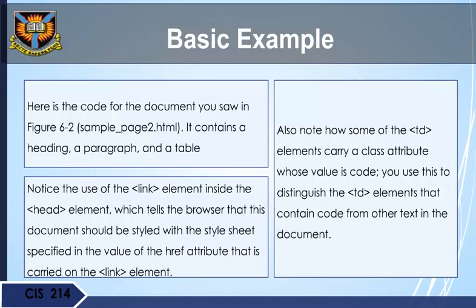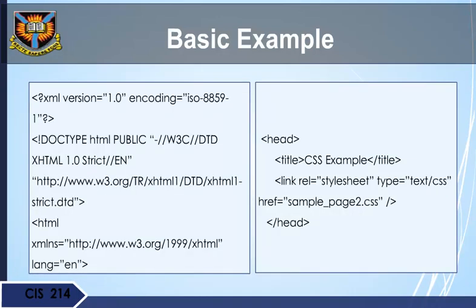Notice the use of the link element inside the head element, which tells the browser that this document should be styled with the style sheet specified in the value of the href attribute that is carried on the link element. Also, note how some of the TD elements carry a class attribute whose value is code. You use this to distinguish the TD elements that contain code from other text in the document. Study the code.